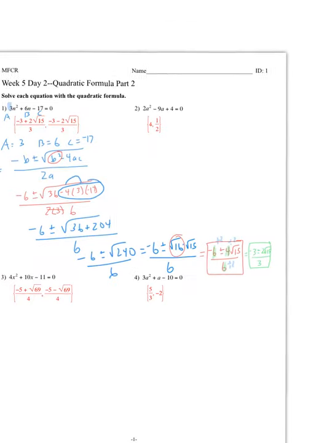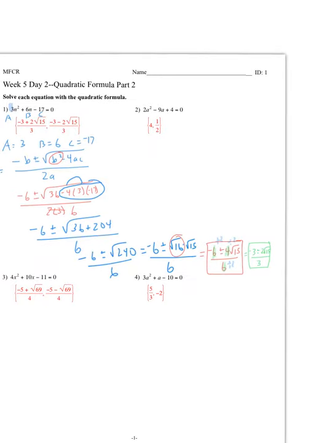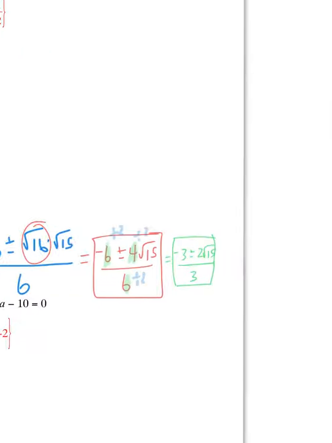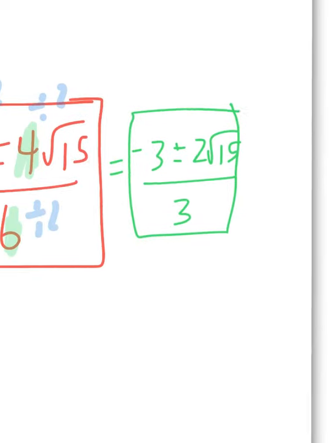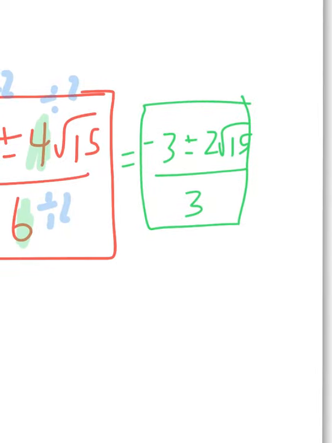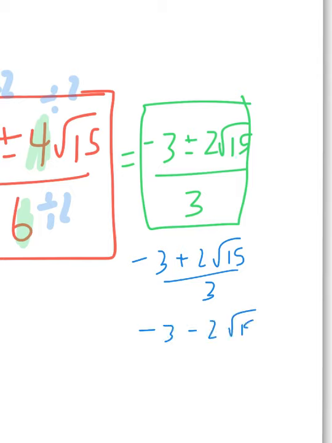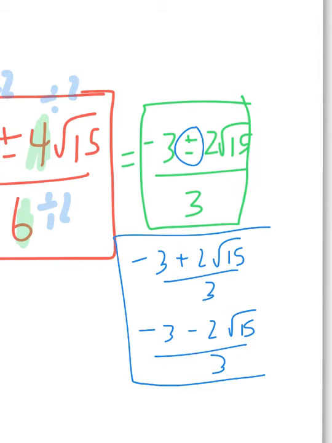I'm going to zoom out here and you're going to see with the answer choices that this is the correct answer. The only difference is, remember, they listed it out as 2 answers. So one answer is negative 3 plus 2 the square root of 15 over 3. And the other answer is negative 3 minus 2 the square root of 15 over 3. The plus or minus means you're going to get 2 answers.